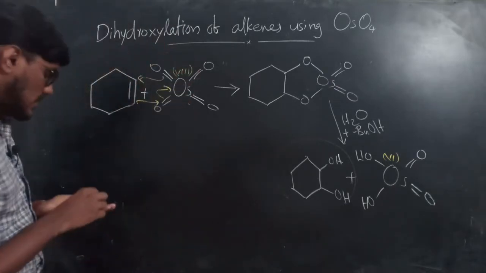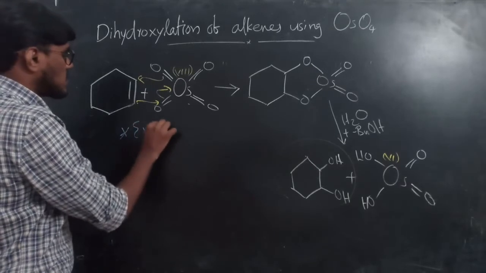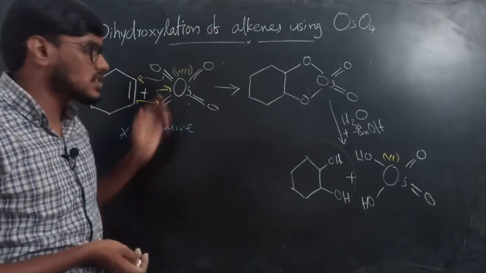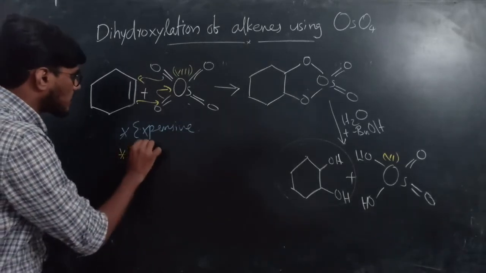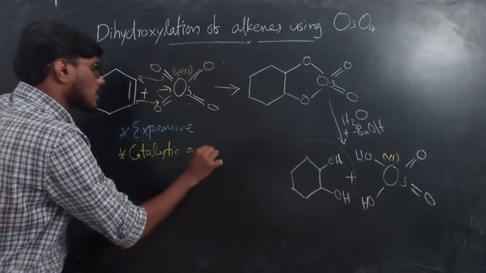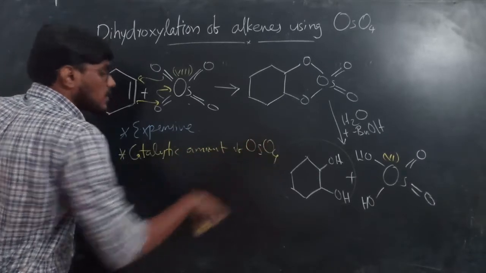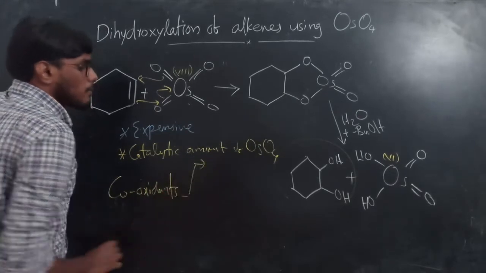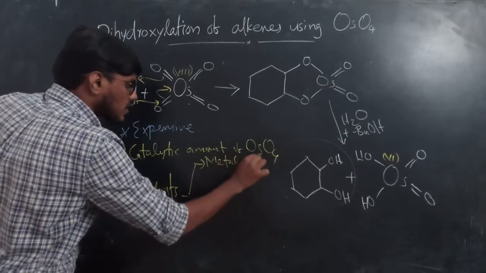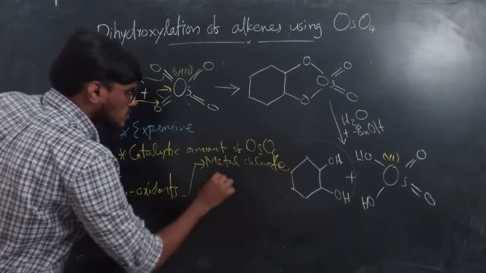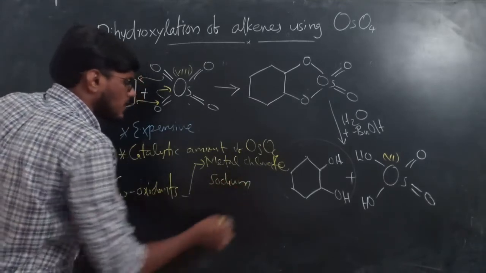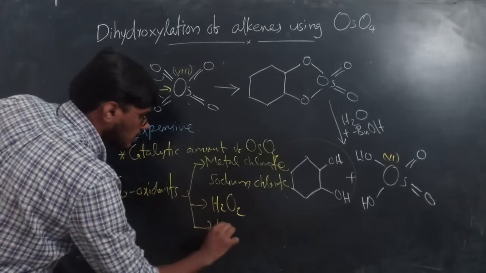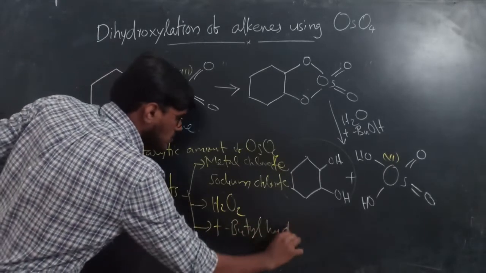And here we know that osmium tetroxide is expensive and also toxic. So in the dihydroxylation reaction of alkenes with osmium tetroxide, we use a catalytic amount of osmium tetroxide in the presence of some co-oxidants. The co-oxidants may be metal chlorides, such as sodium chloride or barium chloride, etc. Or you may use H2O2, hydrogen peroxide, or tertiary butyl hydroperoxide.